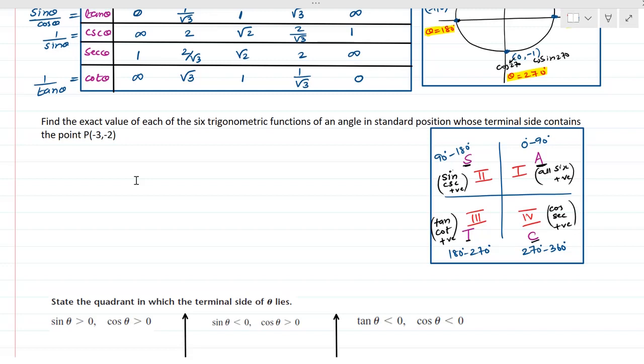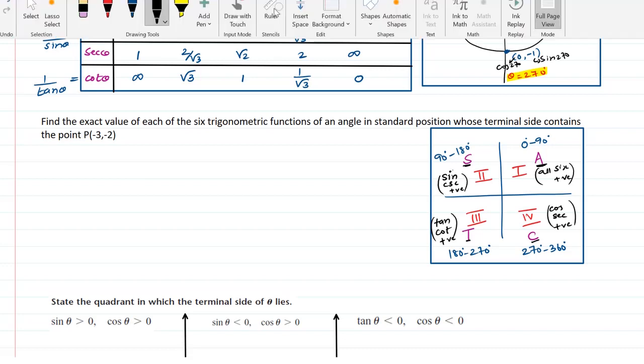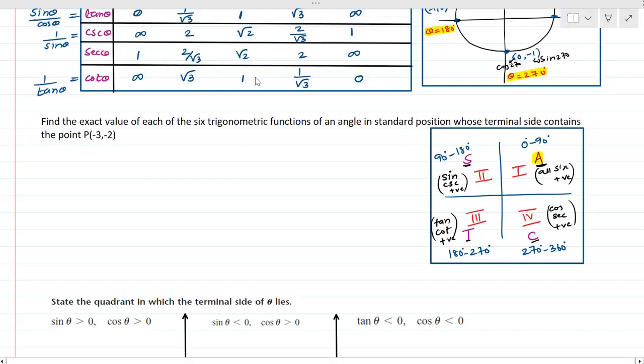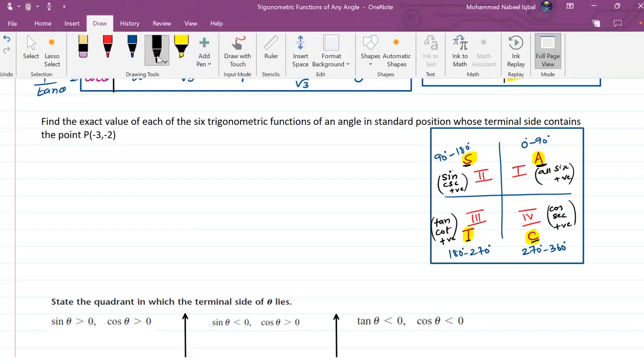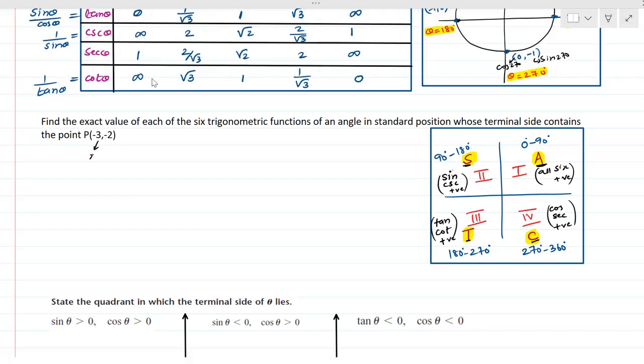So we can use the rule ASTC: All Students Take Calculus. This is how we remember quadrants 1, 2, 3 and 4. Now if you see this part here, this is X and this is Y. The point is given as x equal to minus 3, y equal to minus 2. It will be in the third quadrant. So let us start with this one.